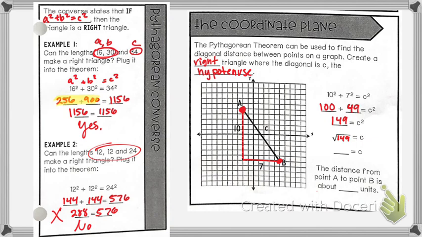So the square root of 149 is going to give us 12.2. And once you put it in the calculator, like the square root of 149, you don't have to put the square root anymore because you used it already, okay? So the distance from A to B, which is that side length C, is 12.2 units away.